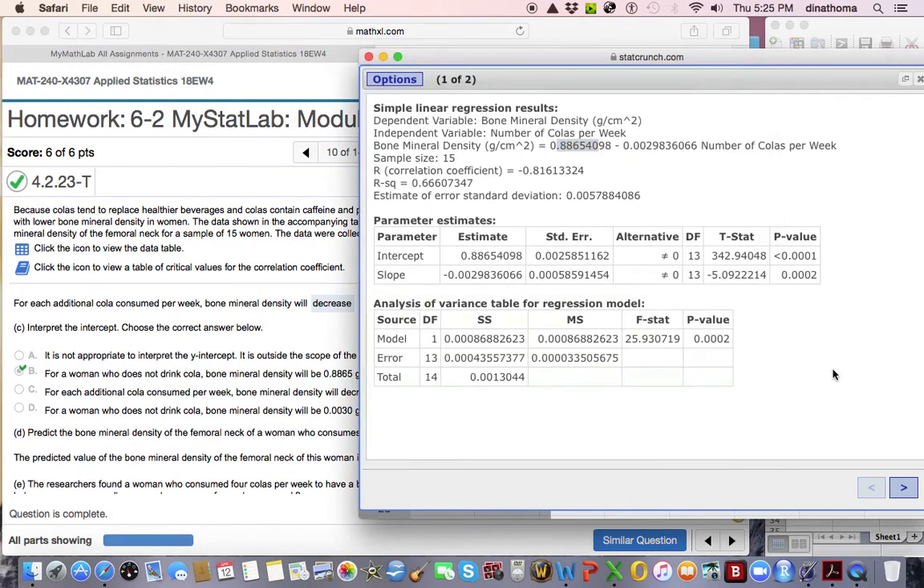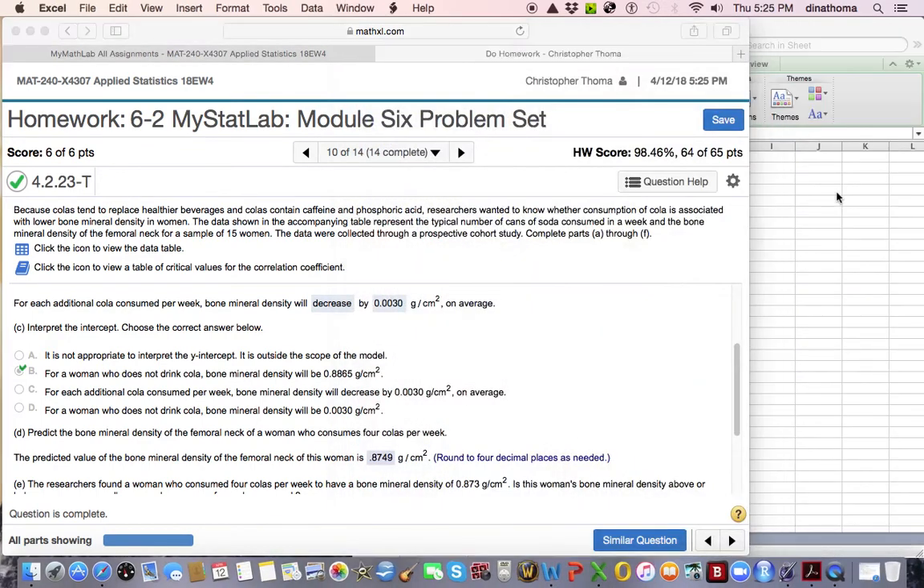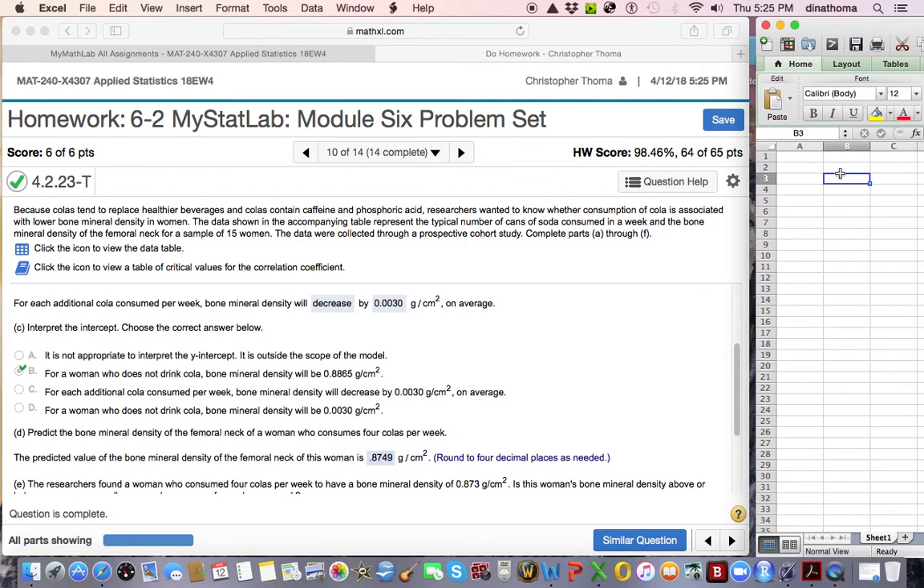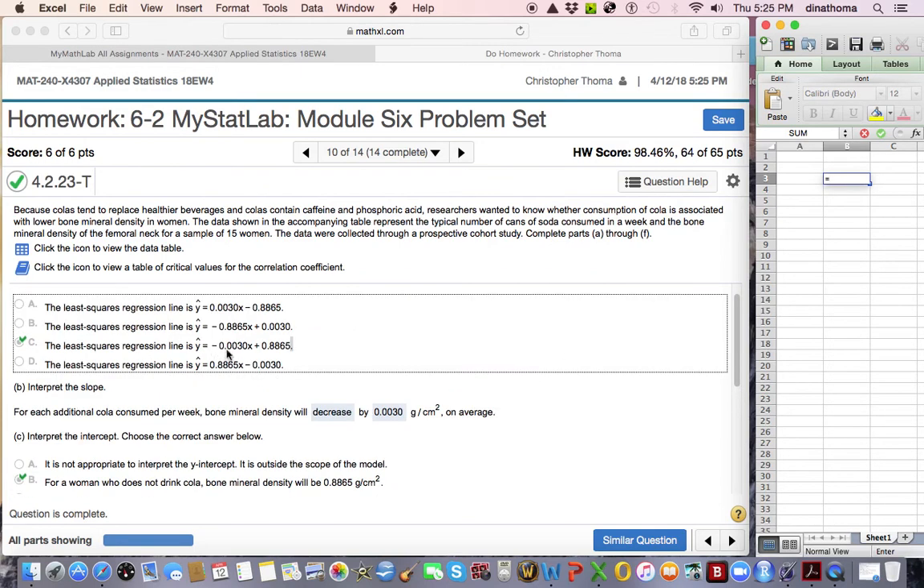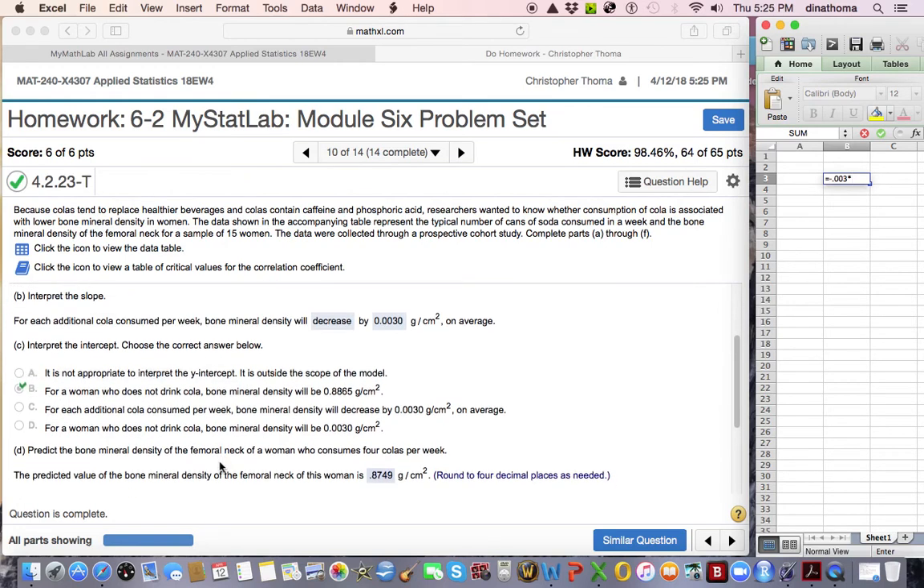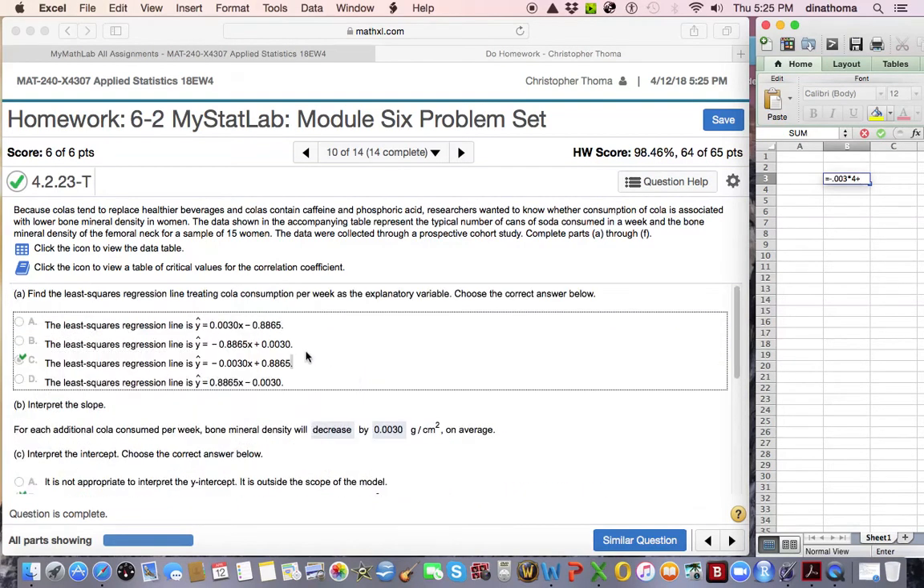How do you make a prediction? This is where I like to have Excel over StatCrunch. So I'll scroll my StatCrunch down. And like I said before, if you put an equal sign in an empty cell in Excel, it turns it into a calculator. So all I'm going to do is come back up to my model, and I'm going to put in negative 0.003, and then multiply that by whatever my X is. So I come down here, and it says I want to predict using 4 colas per week. So I put in a 4, and then I add my intercept. Back up here, 0.8865. And I get a value of 0.8745.